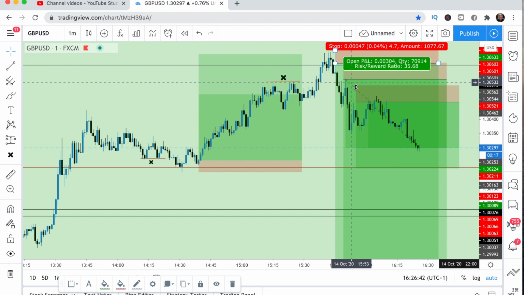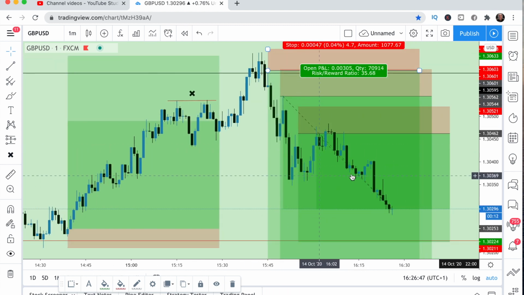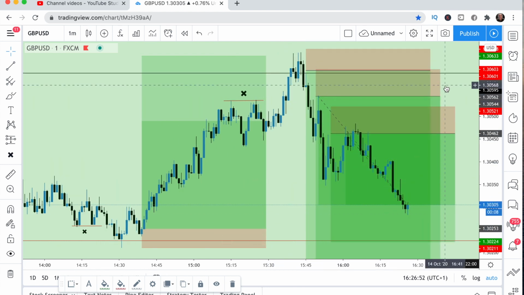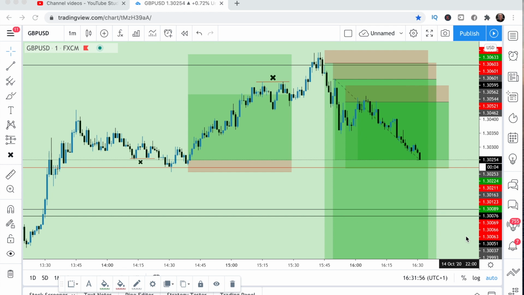All of these ones are now risk-free. All 3 of these trades are risk-free. Price moved away nicely, and now we're just gonna hold and wait and see. And guys, we are about to hit TP.